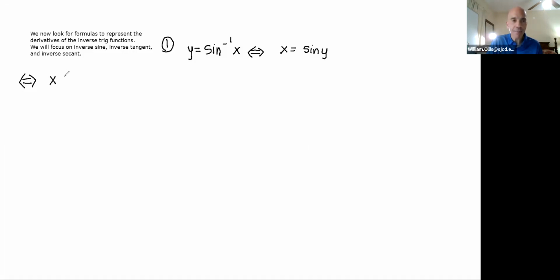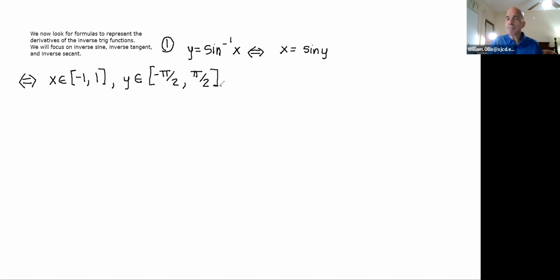X lives, again, this will be the flip of what you anticipate, -1 and 1. And then y will live between -pi/2 and pi/2. So when we construct the inverse sine function, remember, we restrict the domain so that we can produce a one-to-one function. And you know that one-to-one functions are invertible.